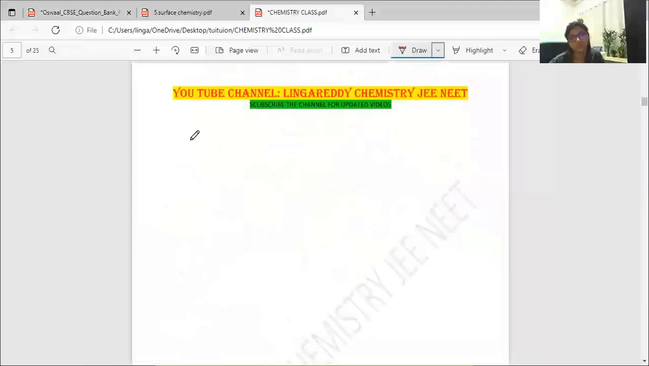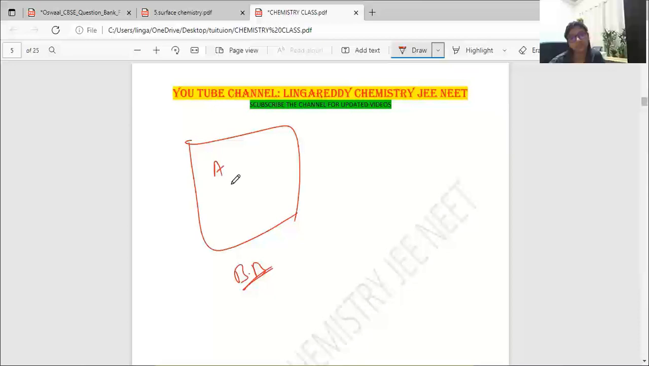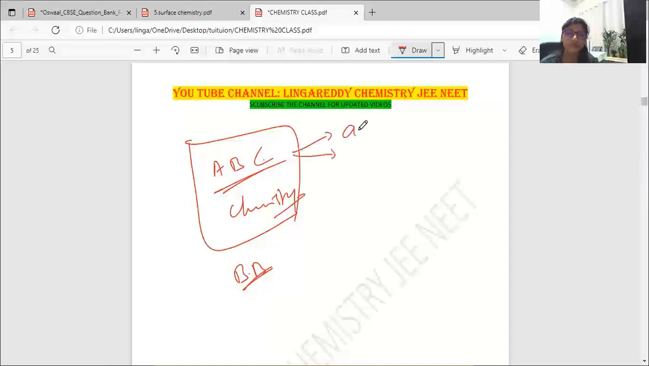Generally, in the classroom also, suppose a blackboard is there. They are writing with chalk, A, B, C, something. We are writing chemistry. So this chalk and board, the chalk dust is there on the board. Now, is it called adsorption or absorption?